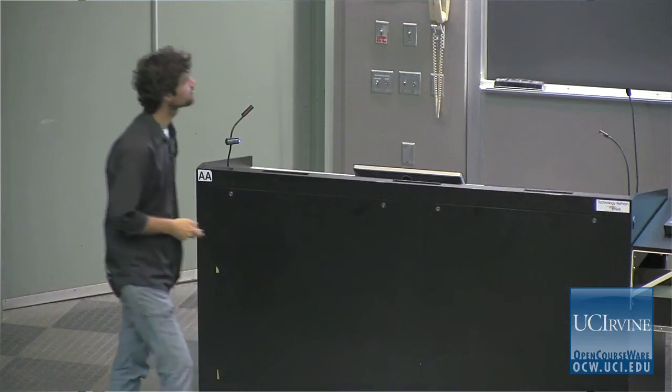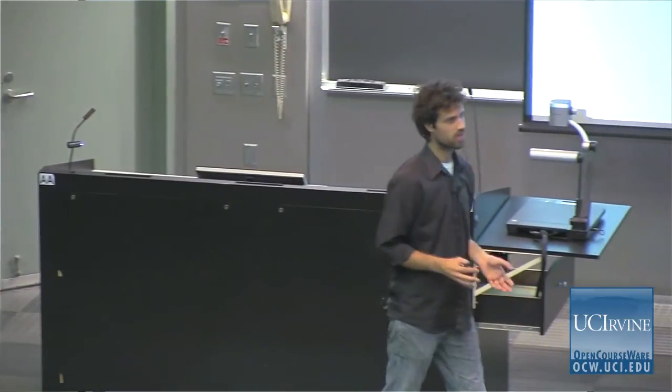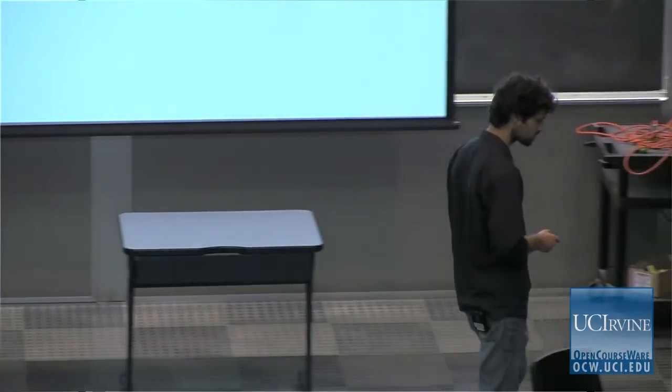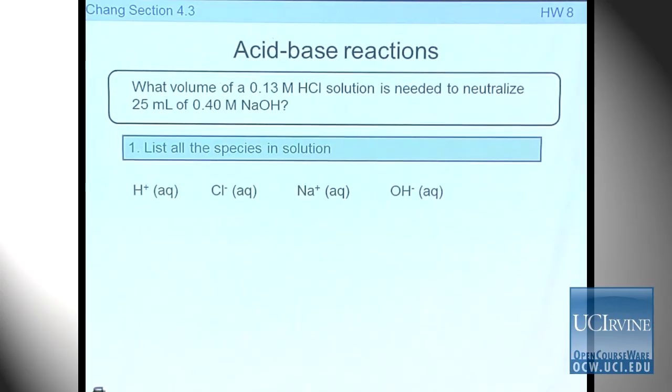Okay, so let's do this. As always, you would like to understand what is the system that you're talking about. What is going on? So, one thing you can do is just to see what kind of ions are there in solution. I have evidently H plus, I have Cl, sodium, and I have hydroxide.